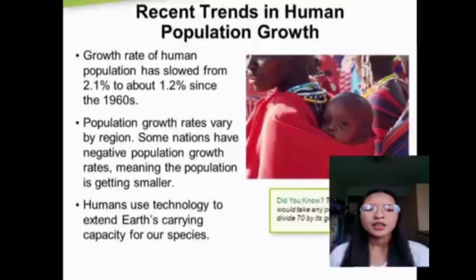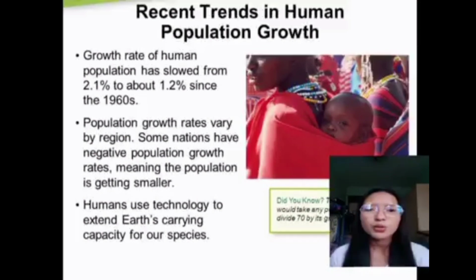Recent human population growth. Growth rate of human population has slowed from 2.1% to about 1.2% since the 1960s. Population growth rates vary by region. Some nations have negative population growth rates, meaning the population is getting smaller. Humans use technology to extend Earth's carrying capacity for our species.